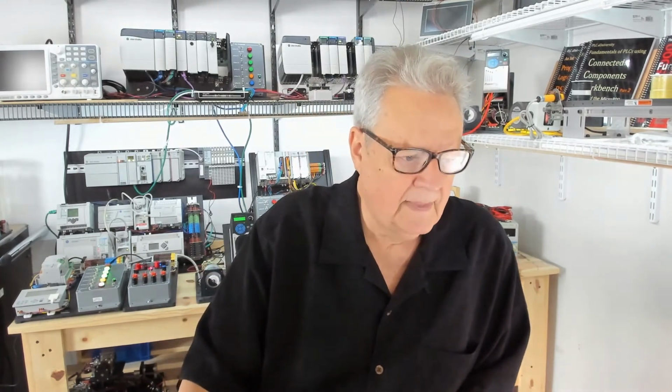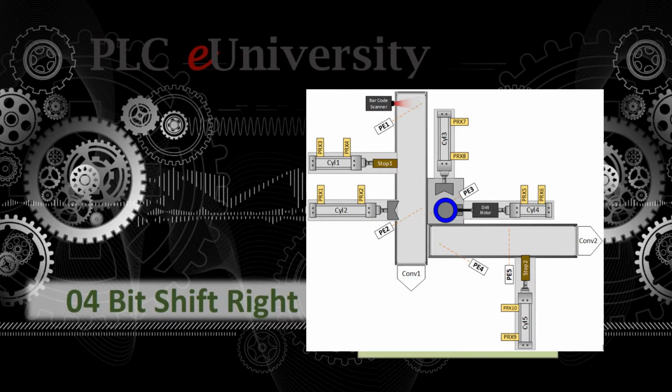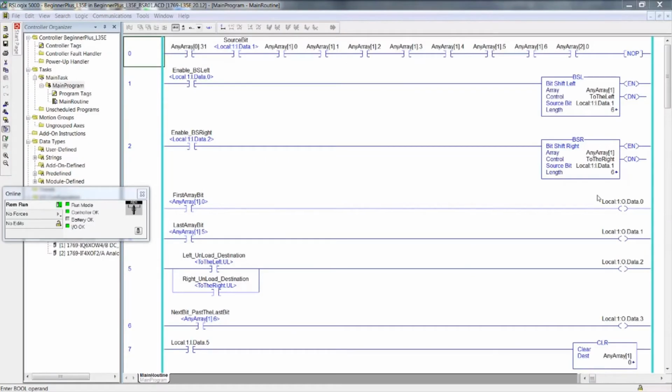So this is the second shift register instruction, bit shift right. We already did the left. This is the right. And although you may not have this lab, watch the video and you'll get the general idea about bit shift right. Bit shift right instruction. The second of the bit shift instructions.